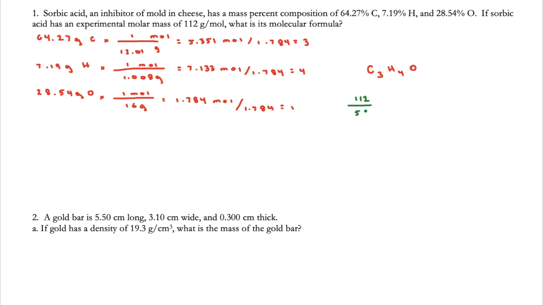So notice 112 divided by 56 is going to give me 2. And the significance of this number, you're always going to get a whole number. If it were 1, that would tell me that the empirical and the molecular formula are the same. However, here it is 2, so I need to take my empirical formula and multiply all of the subscripts by 2. So 3 times 2 is 6, 4 times 2 is 8, and 1, which is the subscript for O, is going to be a 2. So this is my empirical formula here, and this is my molecular formula here.